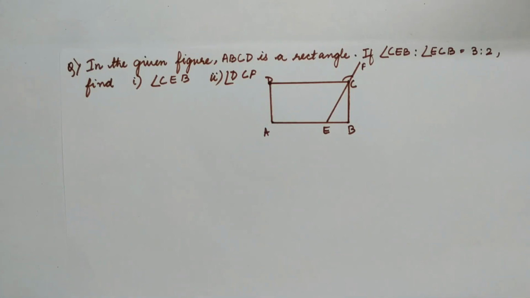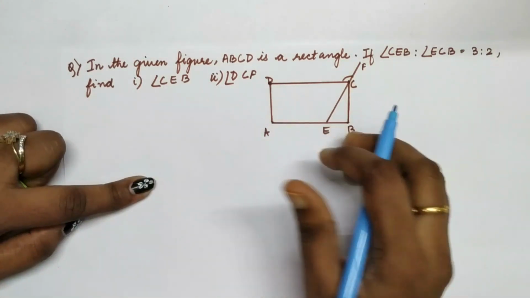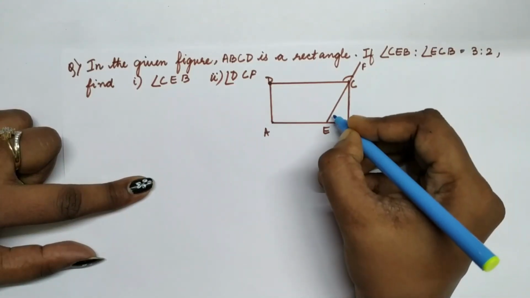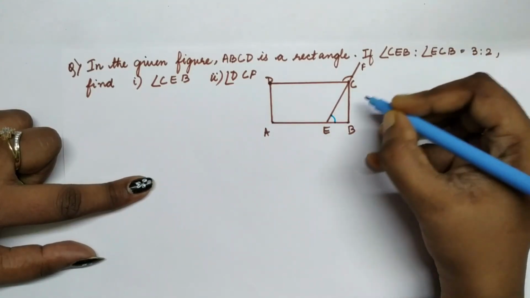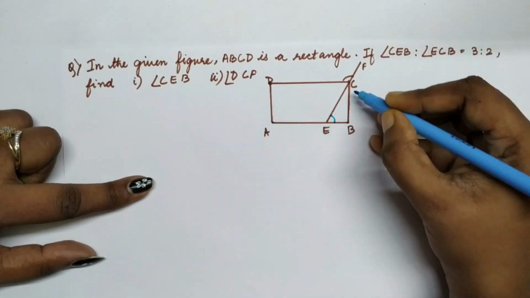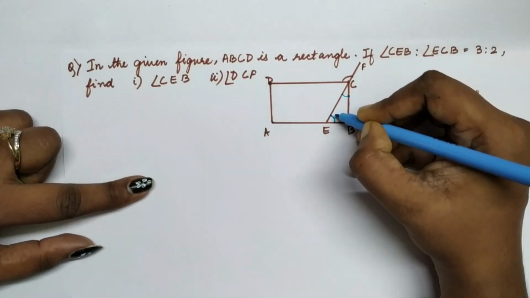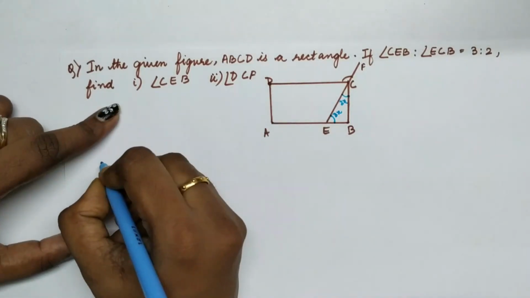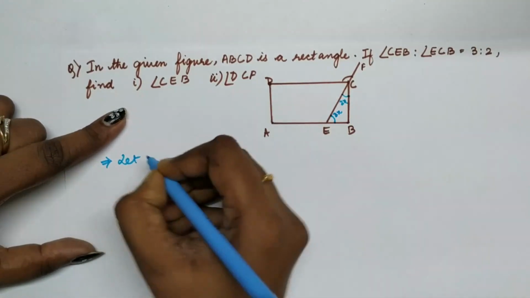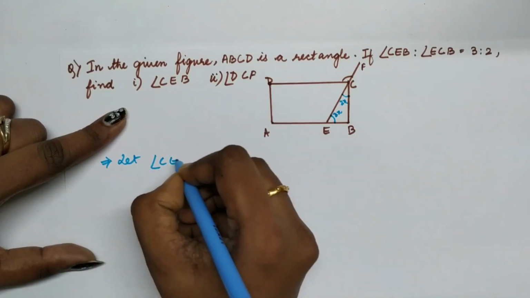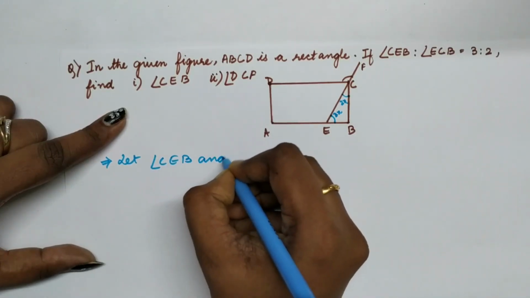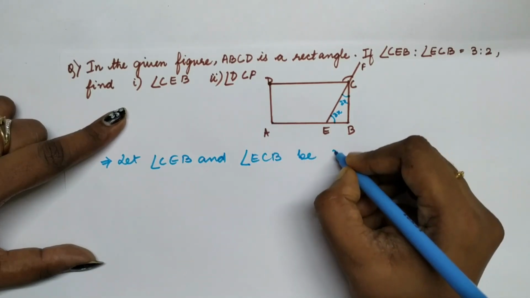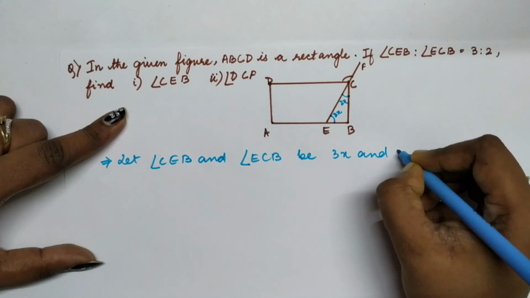Now in the given question, ABCD is a rectangle and it is telling that CEB is 3 and ECB is 2. So I can represent it as 3x and 2x. So let us write, let angle CEB and angle ECB be 3x and 2x.